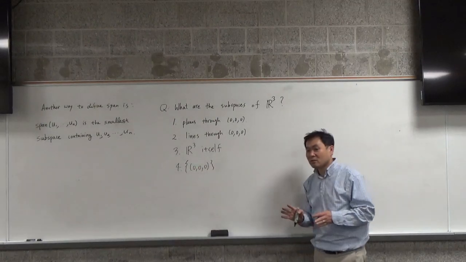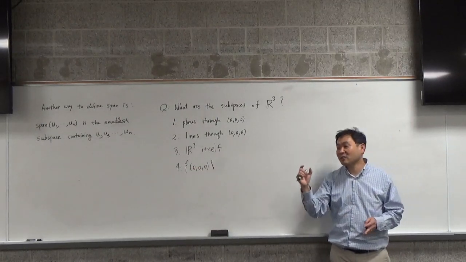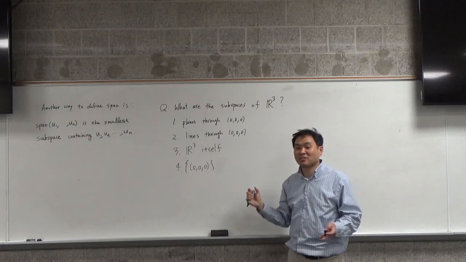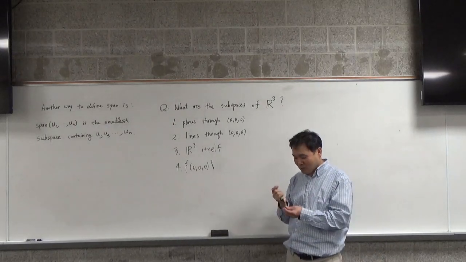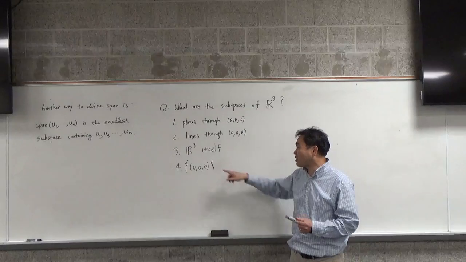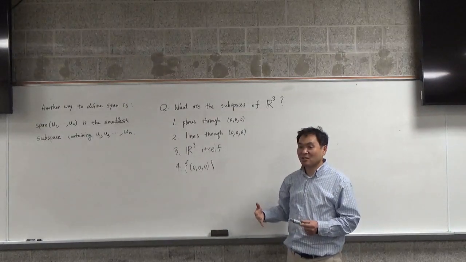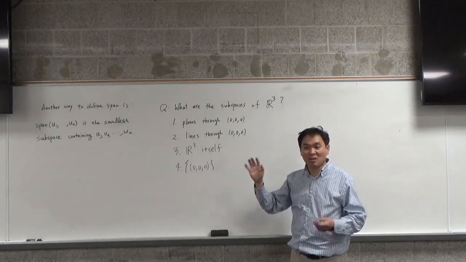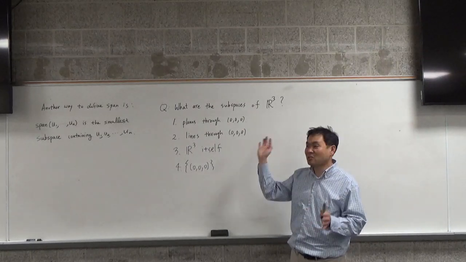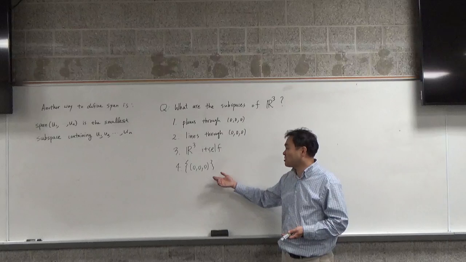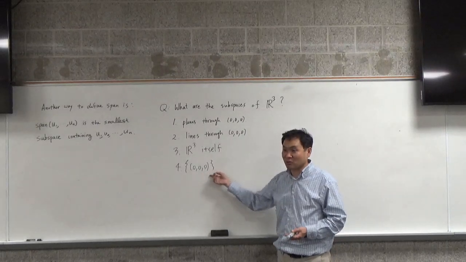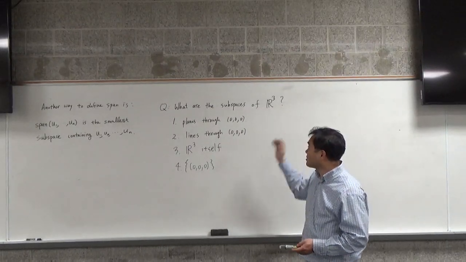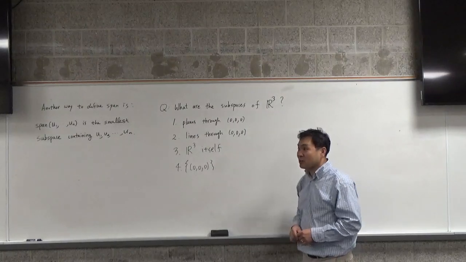So the set that just has a 0 vector is a vector space almost trivially, because if you check all the 8 conditions, 0 plus 0 is the same as 0 plus 0. You can see commutativity, associativity, all the conditions, they are satisfied trivially if you just have this. Okay, so that's it. Those are the subspaces of R3.